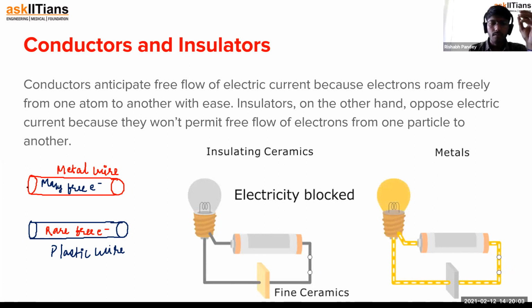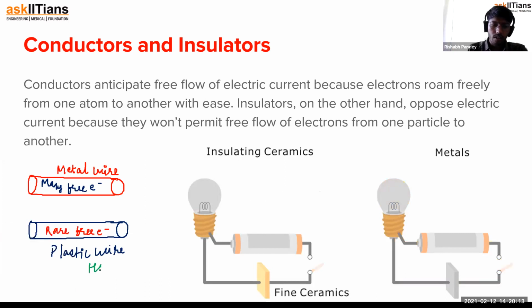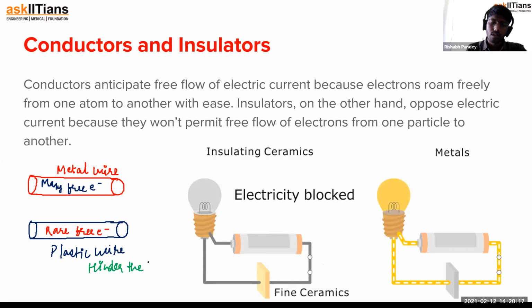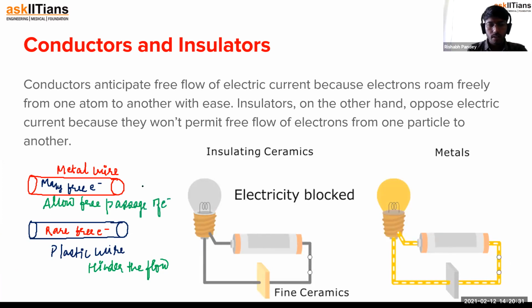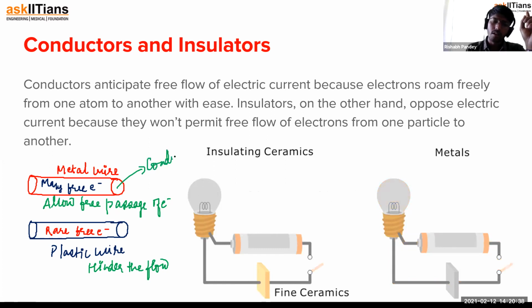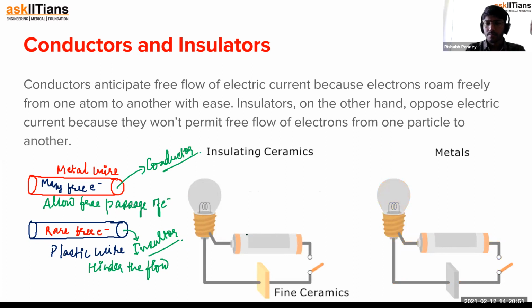So if I have very few free electrons, obviously this cannot allow proper passage of the electrons, and this will hinder the steady flow, whereas the metal will allow free passage of electrons. That is why wires are conductors, because they have got free electrons, and so they conduct electricity. Others are called insulators because they don't conduct electricity. Clear?